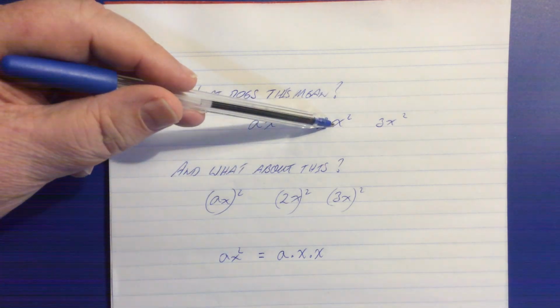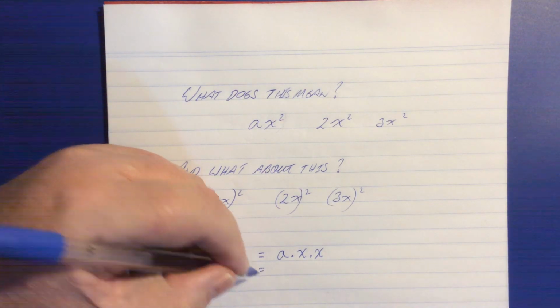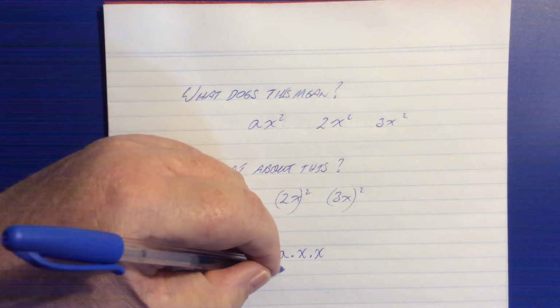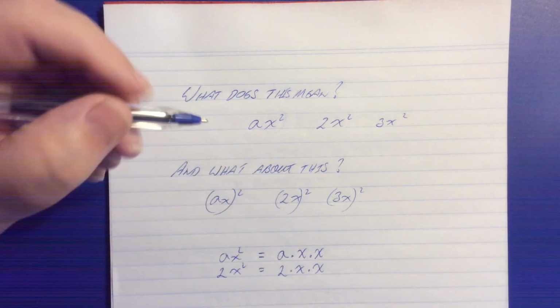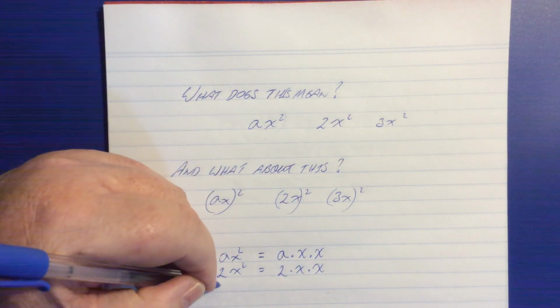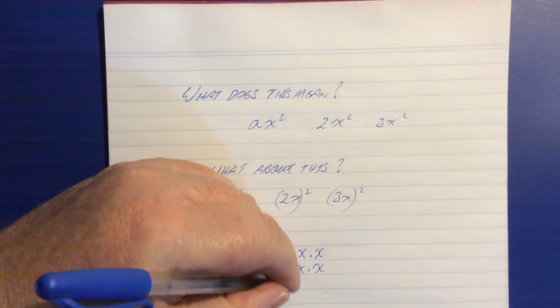Now let's take this 2x squared. Sometimes it's easier to look at numbers than letters. Well, this is 2 times x, the same thing. 3x squared, 3 times x.